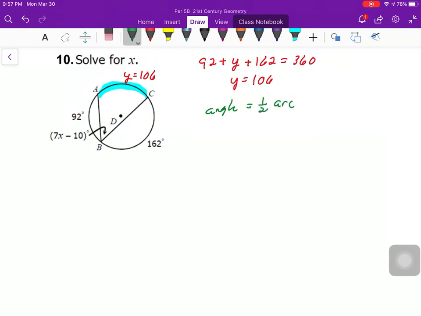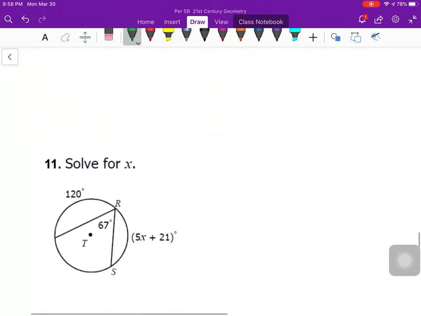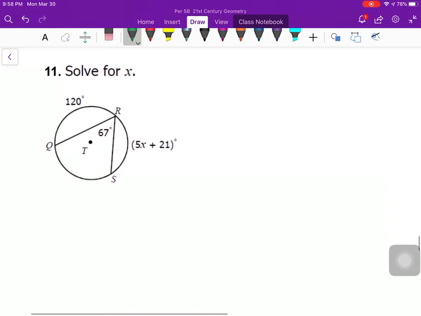And then that allows me to say that the angle equals half of the arc. So the angle, which is 7x minus 10, will equal half of the 106. So the 7x minus 10 will equal 53. 7x will equal 63. So x will be 9. This was the angle.